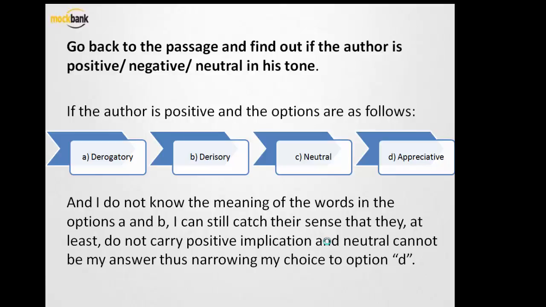Now I very well know the meaning of the words in option number C and D, but suppose I do not know the meaning of the words in option number A and B. Now with the help of the root word and the knowledge that "de" always carries a negative connotation, I can eliminate derogatory and derisory. Now I'm left with option number C and option number D. Neutral is a word that I'm very well clear of the meaning. So what option am I left with? I'm only and only left with option number D, which becomes my answer.